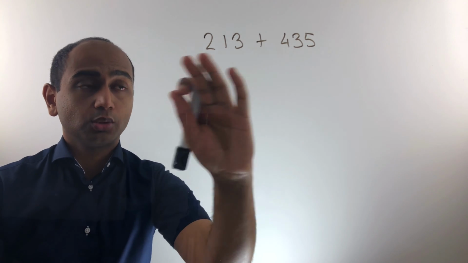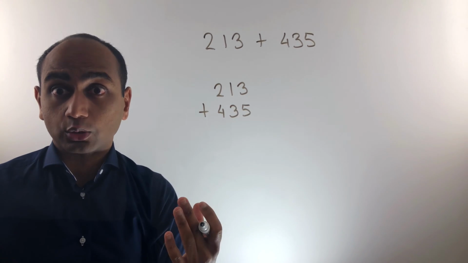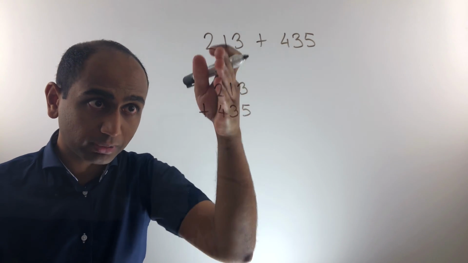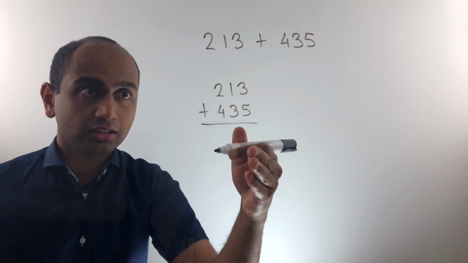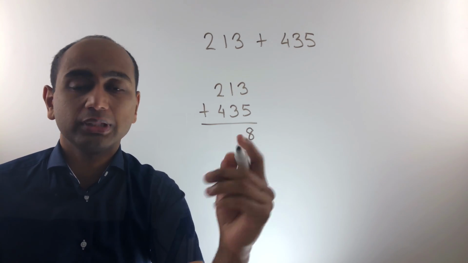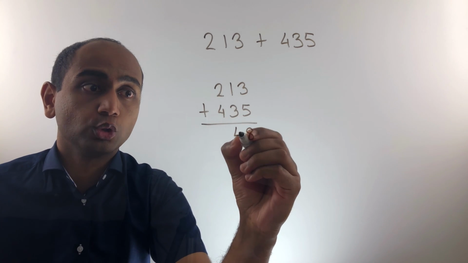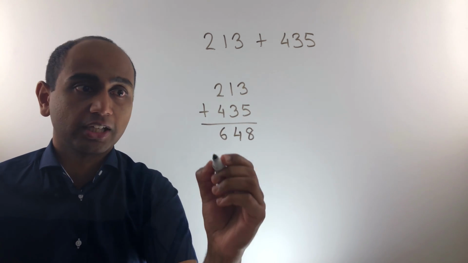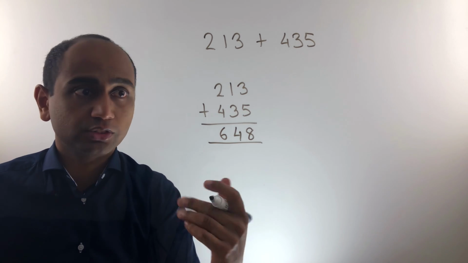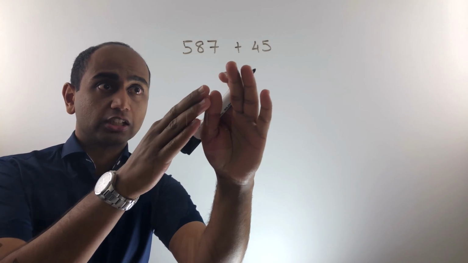Here's the next question, 213 plus 435. Now, we simply do what we did before. Make sure the place value columns are correctly lined up. This time I've got a hundreds column, and we simply add. 3 units and 5 units is 8 units, or 8 ones if you prefer. 1 ten plus 3 tens is 4 tens. 2 hundreds plus 4 hundreds is 6 hundreds, so we've got a 6 in the hundreds column there. So 213 plus 435 is 648.